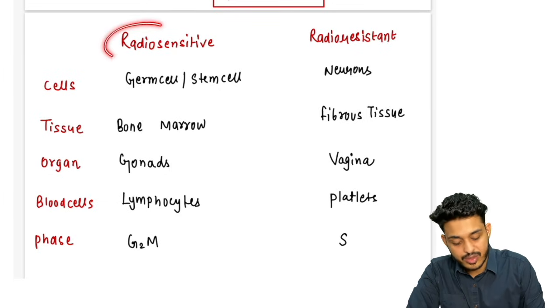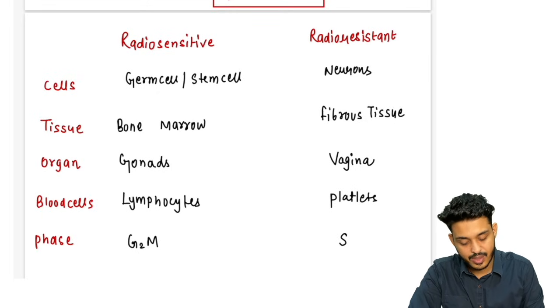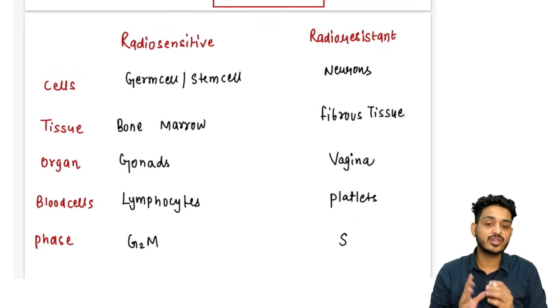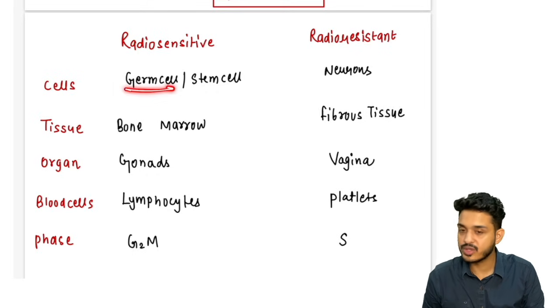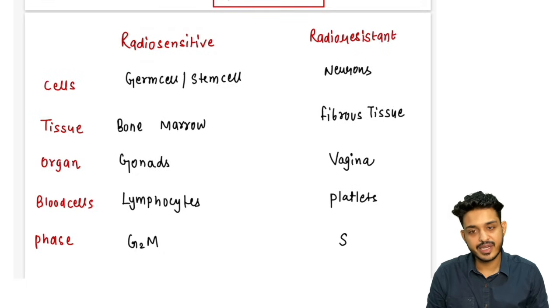What are the radio resistant organs? Which will be radio sensitive? First of all, what are the organs that are radio sensitive? Remember, beta, cells. First of all, let's talk about the cells. Any cell which is constantly dividing, like your germ cells, like your stem cells, will be radio sensitive.